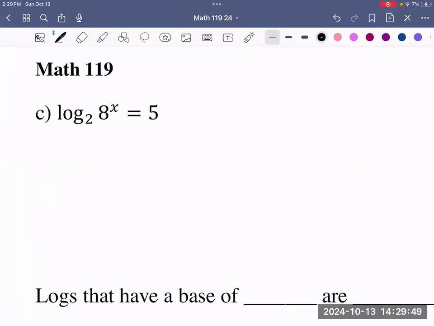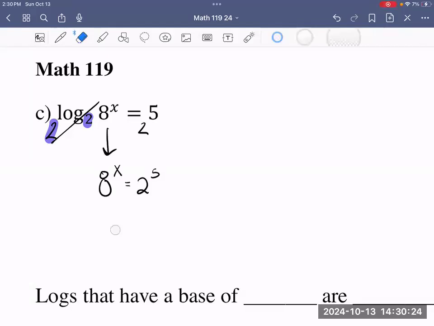So you have log base 2 of 8 to the x is equal to 5. So believe it or not, we don't have to actually write it like that. You could do one of two things. First being, we can raise everything to the second power. That way it matches here and will cancel and allow us to drop and have 8 to the x is equal to 2 to the 5th.